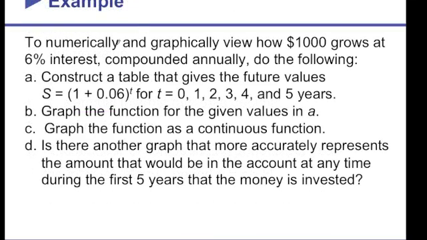Look at what happens. To numerically and graphically view how $1,000 grows at 6% interest compounded annually, do the following. We make a table that gives the future values of S equals 1,000 times 1.06 to the t for t equaling 1, 2, 3, 4, or 5 years. We graph that function, the given values in A. We graph the function as a continuous function. Is there another graph that more accurately represents the amount that will be in the account at any time during the first 5 years the money is invested?